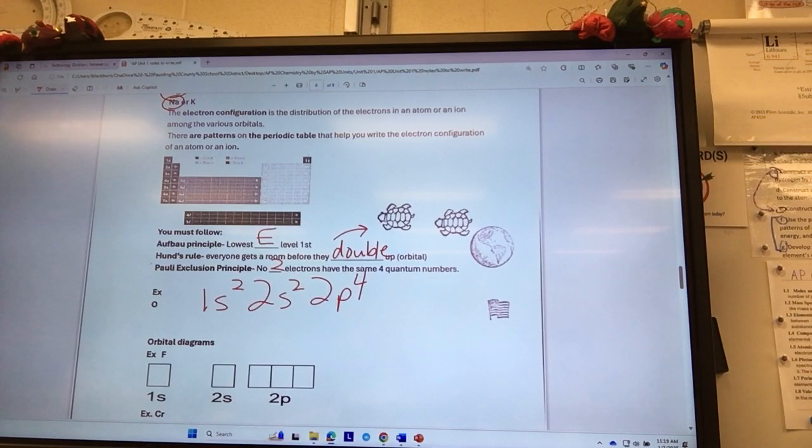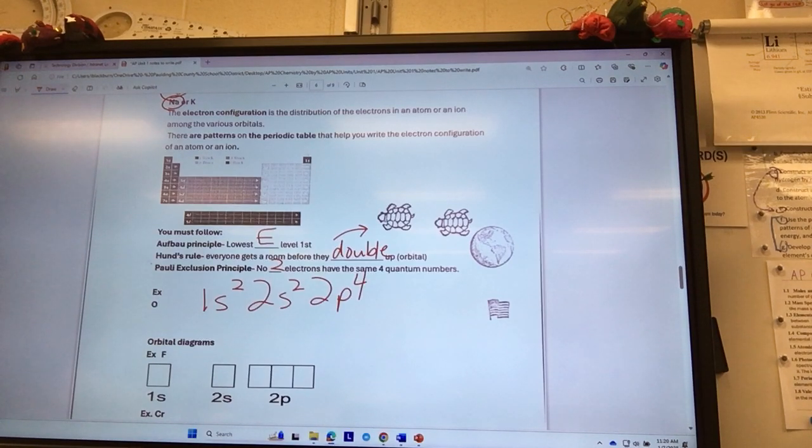So there's a noble gas shortcut. You go back to the noble gas before it, you put it in square brackets and say, same as xenon except 6s2, 4f14, 5d9. Everybody remember that? Good. Good job.